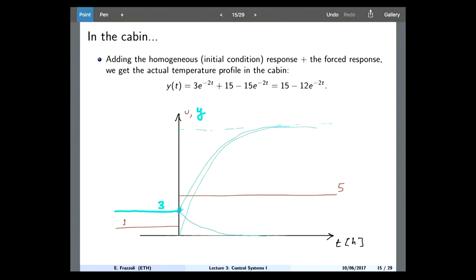it is actually a solution. The key message here is that the way you compute the solution is by separating what happens if you have a non-zero initial condition and zero input, and what happens when you have a zero initial condition and a non-zero input. You compute these two in different ways, and then you put them together. This is really the key message.